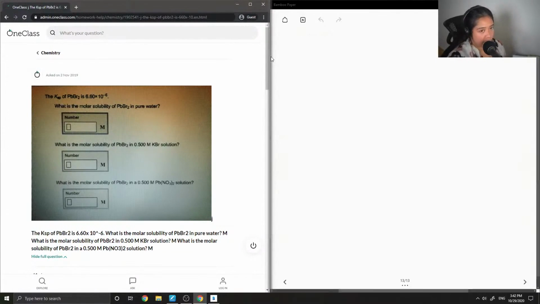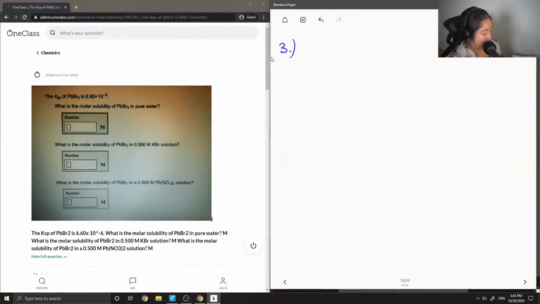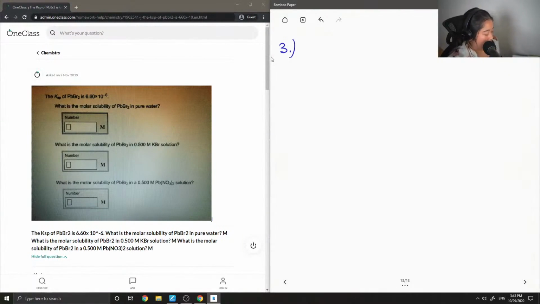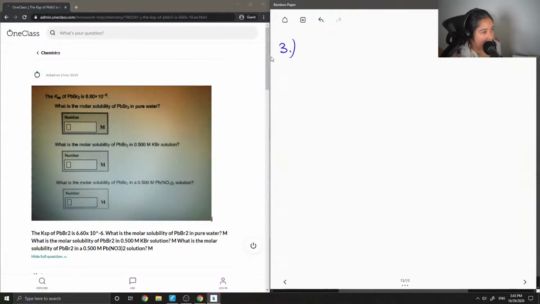Okay, so I'm going to label this as question number 3. And I'll also give a brief introduction on solubility. So let's say you have a solid with the following elements. So this is a subscript and an M, solid. Really, let's color code it so that you know that this isn't like an element.